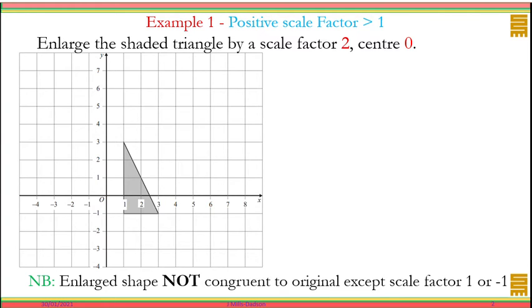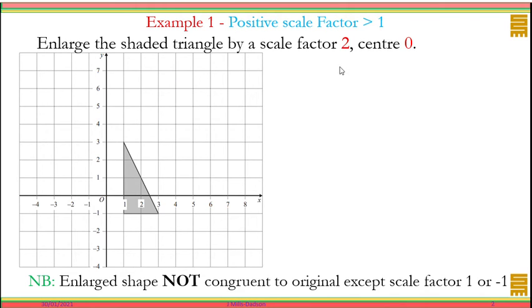What I need you to remember is that when you are doing enlargement, the image, which is the enlarged shape, will not be congruent to the object. The only time it will be congruent to the object is when you have scale factor 1 or scale factor -1, which hardly comes in an exam. But if it does, you must know that when you finish doing enlargement, it should look just like the original one. Apart from scale factor 1 and -1, all other enlargements will produce a non-congruent shape to the object or the original shape.